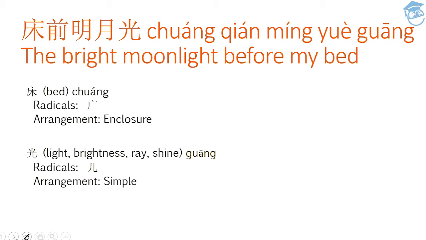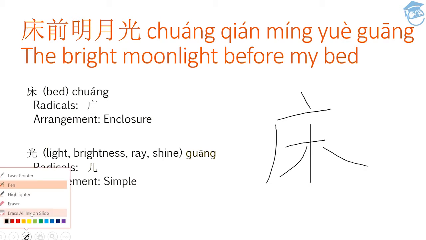The first word, 床, it means bed. This is the pinyin 床, and the radical is this one. It's enclosure because the radical is wrapping what's inside here. Let's look at how to write 床. 7 strokes for this word, 床.